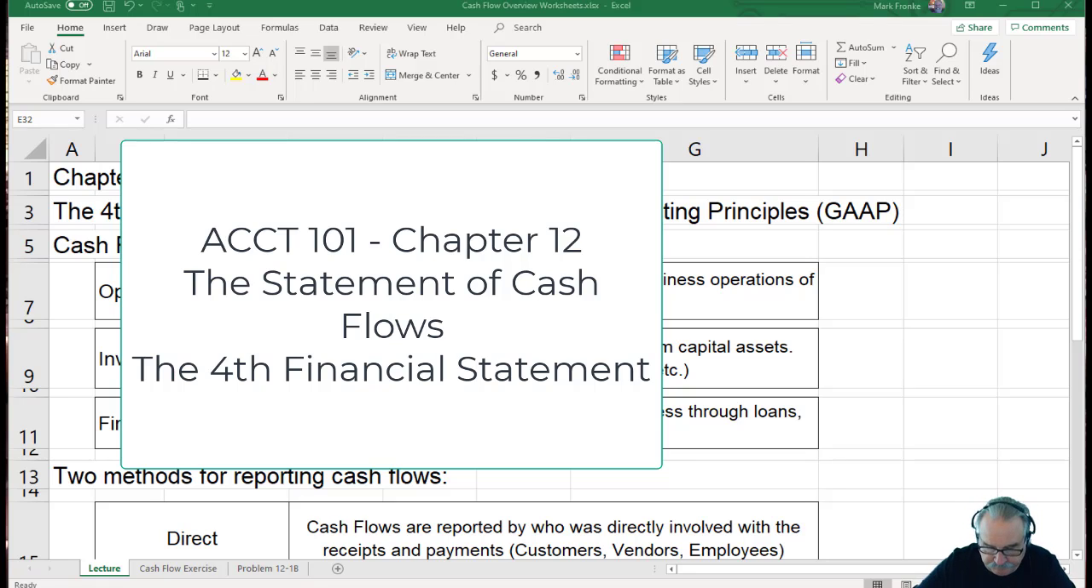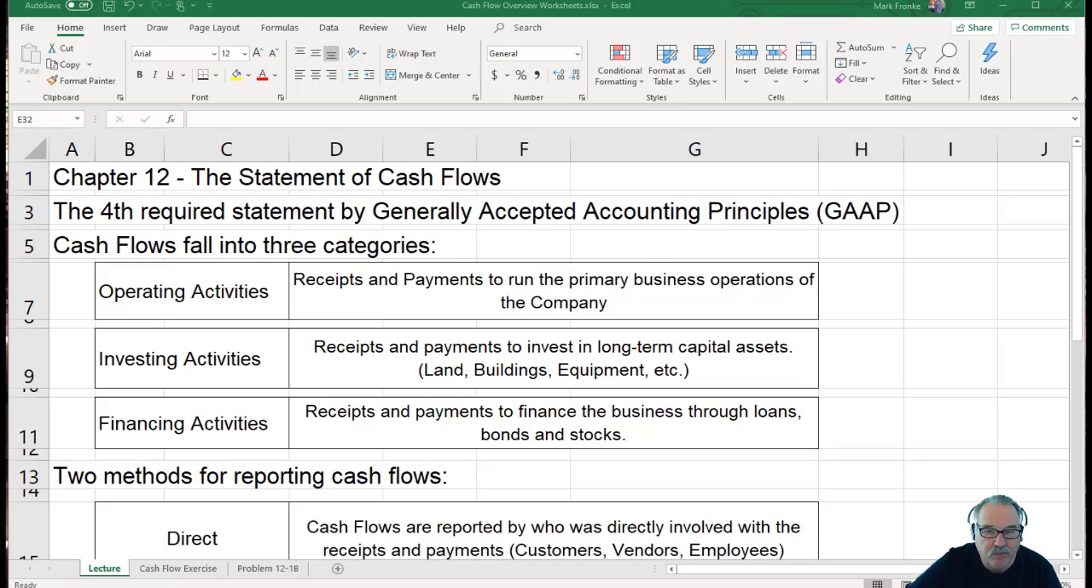Mark Franke here. This is the video for Accounting 101, Chapter 12, the Statement of Cash Flows. This is the fourth required statement by Generally Accepted Accounting Principles, or GAAP. And this is a critically important topic because GAAP says that anytime you publish regular financial statements, you must include a statement of cash flows.